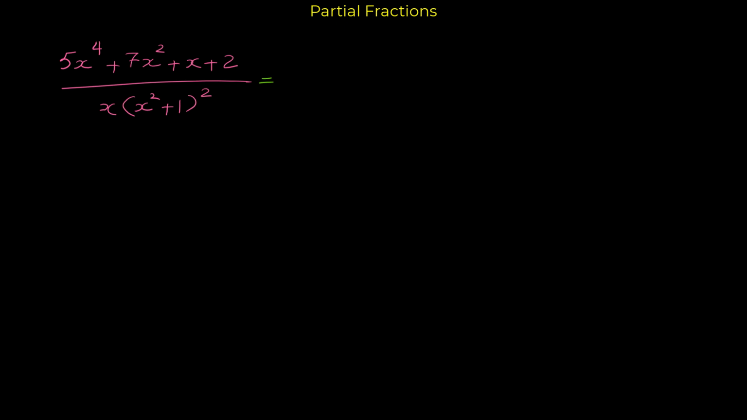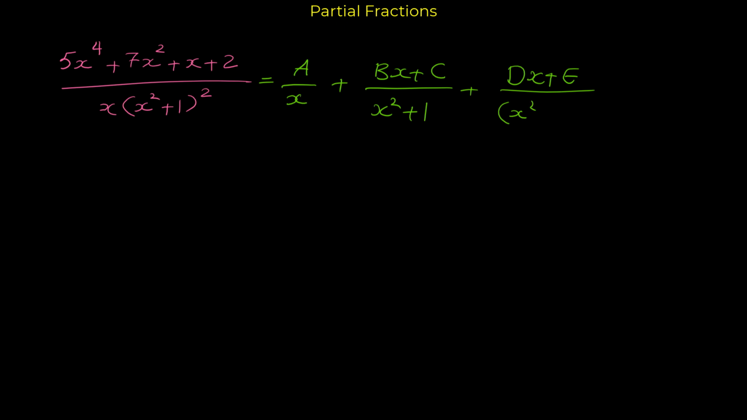We are ready to write the partial fraction decomposition form, which would be A over x plus, can you guess the next step? (Bx plus C) over (x^2 plus 1). And because it's repeated, plus (Dx plus E) all over (x^2 plus 1) to the 2. So this is the partial fraction decomposition form. We have 5 unknowns. For finding these unknowns, we multiply the left side and the right side of this equation.